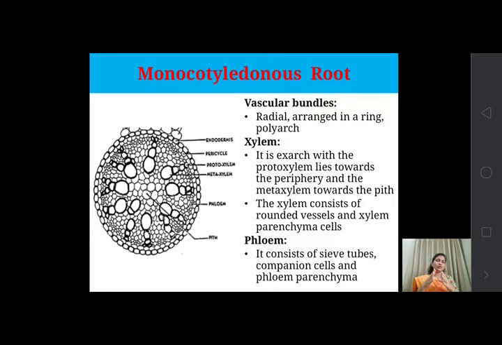Okay, so these vessels you can see in the figure, the large ones are metaxylem and the smaller ones are protoxylem. Okay, so these xylem are present in 7 or 8 in number. Okay, so 1 2 3 4 5 6 7 8, more than 7 in number. Okay, so this is the polyarch condition.